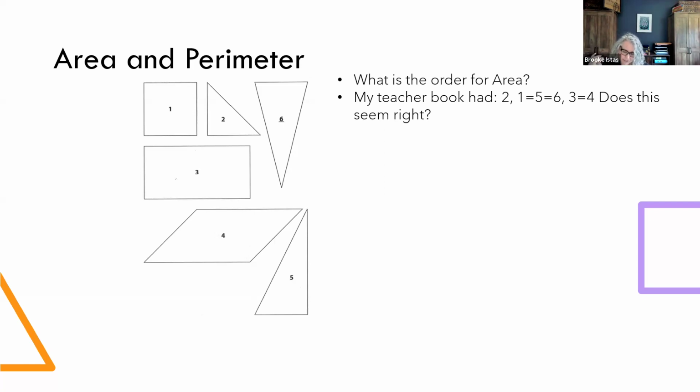So just a little note is that number 2, the area is half of 1, 6, and 5, and 1, 6, and 5 is half the area of 5 and 4, or 3 and 4. So that's kind of interesting.